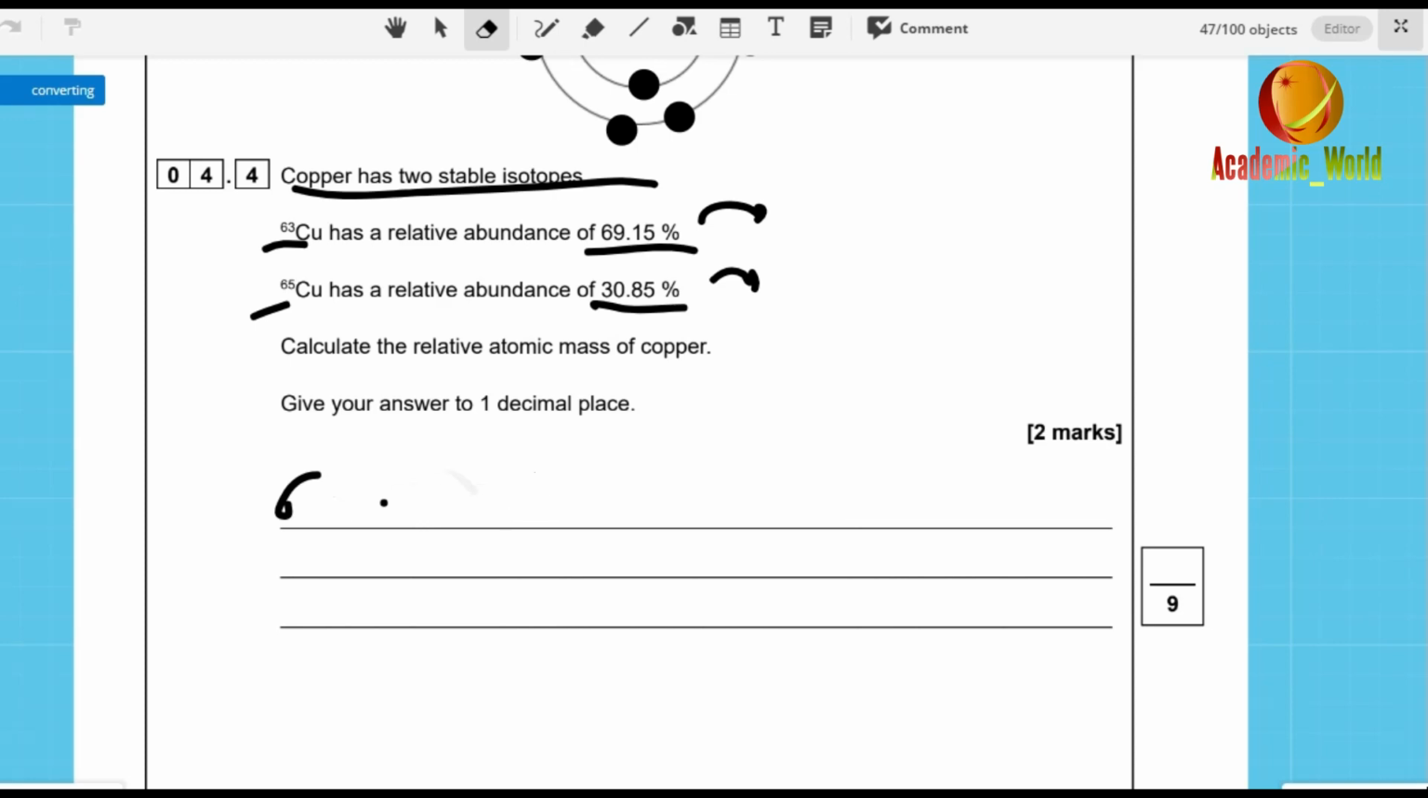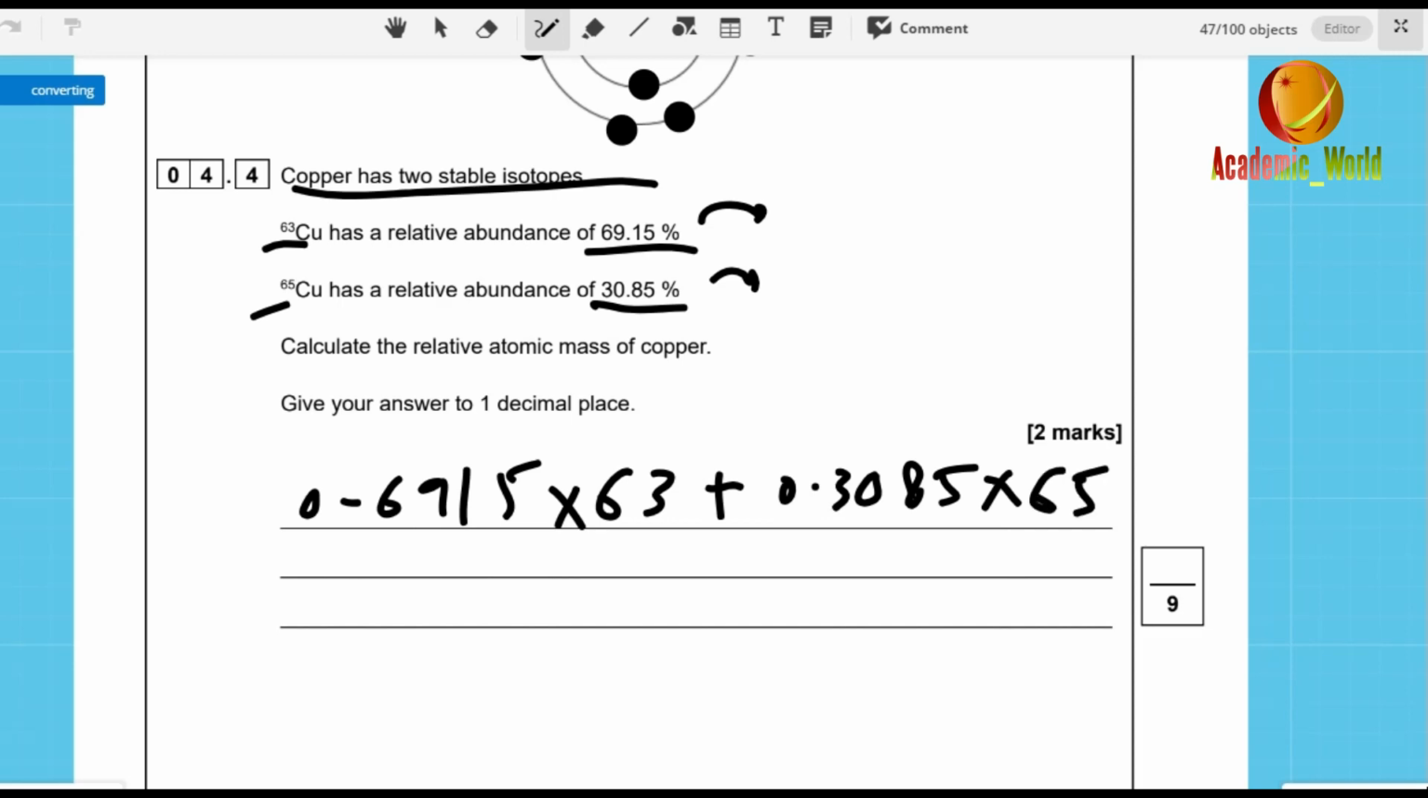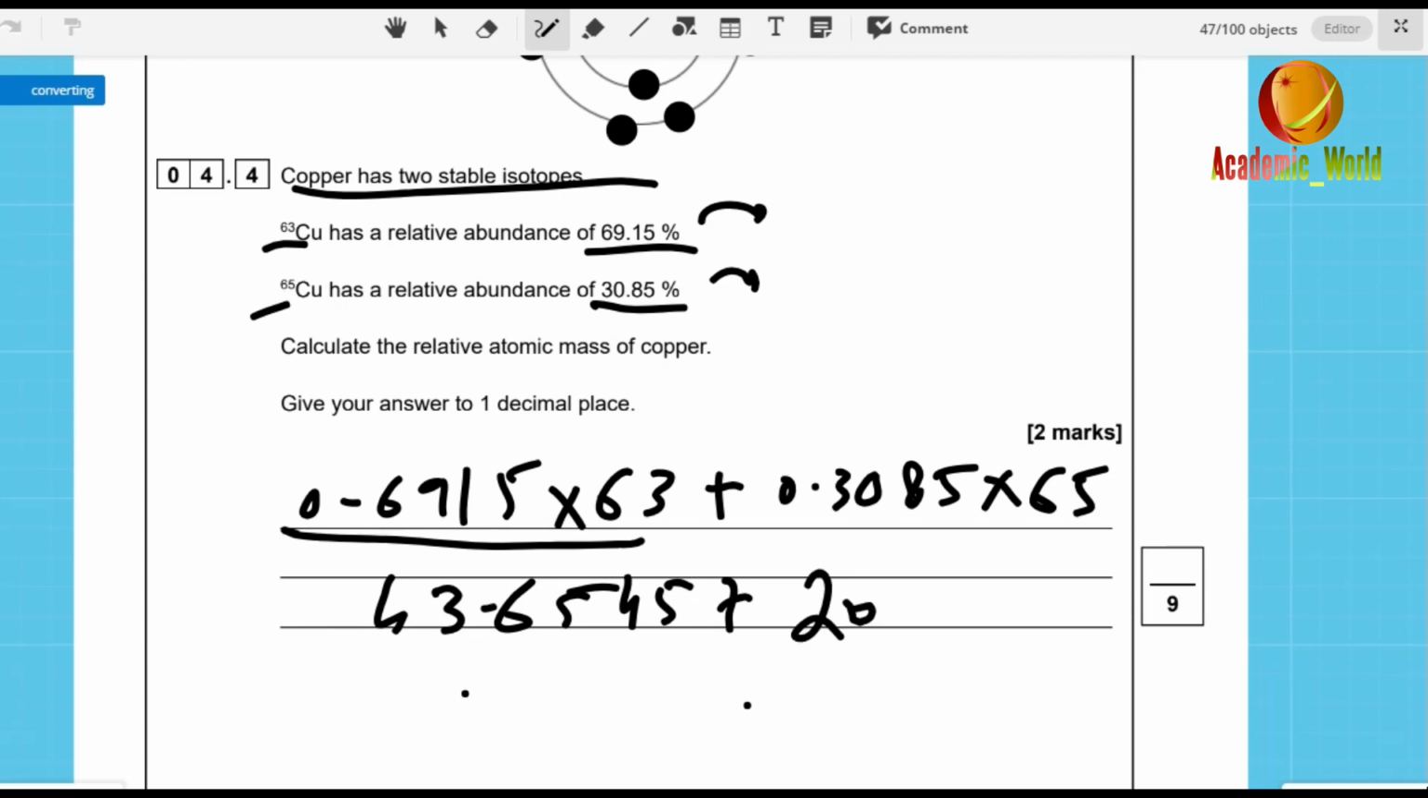First of all, I'm going to find the percentage. 69.15% is 0.6915, times 63, plus here is 65 and 30.85, so basically 0.3085 times 65, and then you multiply. That gives us 43.6545 plus 20.0525.